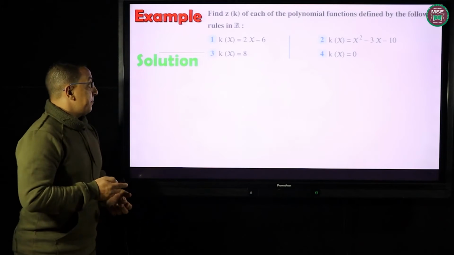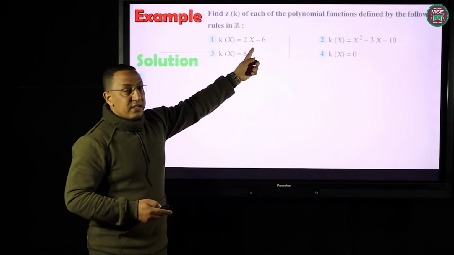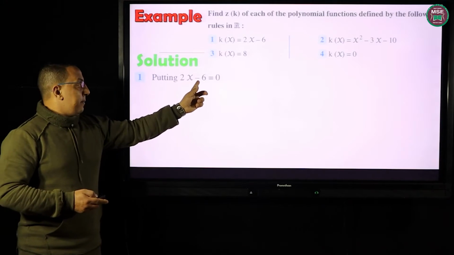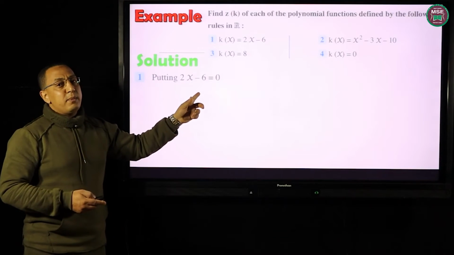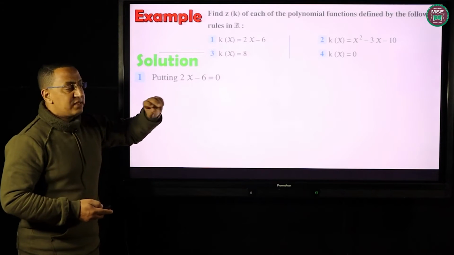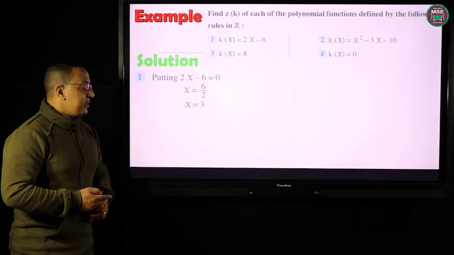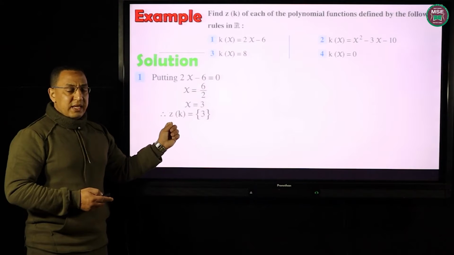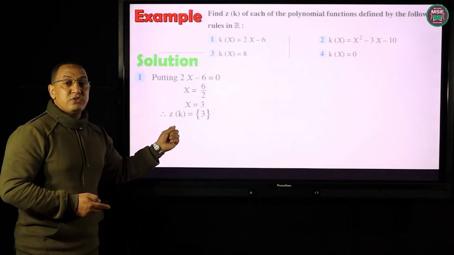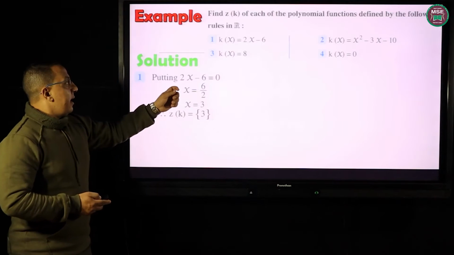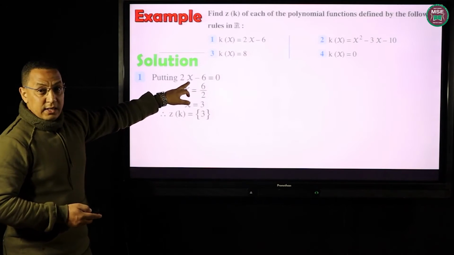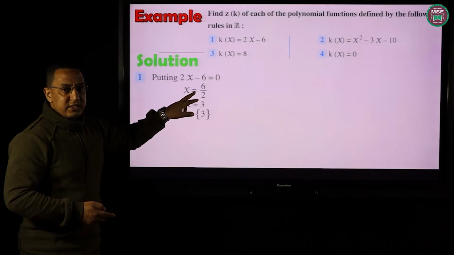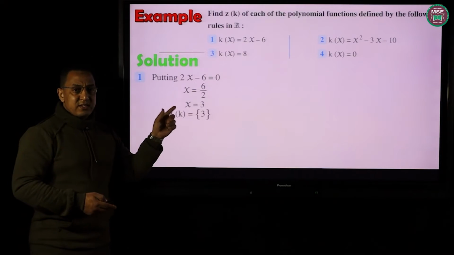Okay, the first step, I'm going to put 2x minus 6 equals 0, and I'm going to solve this equation. I'm going to send 6 to the right side, and send 2 down, it will be 6 over 2. So x equals 3. So z of k equals 3. It means the value which makes the function k equal 0 is 3. Or in other words, by putting 3 here, 2 times 3 equals 6, minus 6 equals 0. So the zeros of the function is 3.